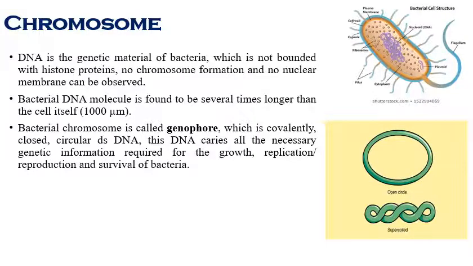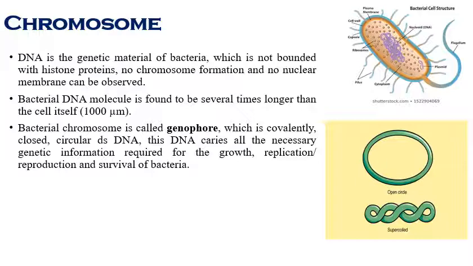Now we will see the chromosome or genome. It is very important in bacteria. On the right side we can see the diagram. This is the genome, an extended or enlarged form of bacterial genome or DNA. It is the genetic material of bacteria, which is bound to histone protein. This chromosome does not contain any nuclear membrane; no nuclear membrane can be observed.